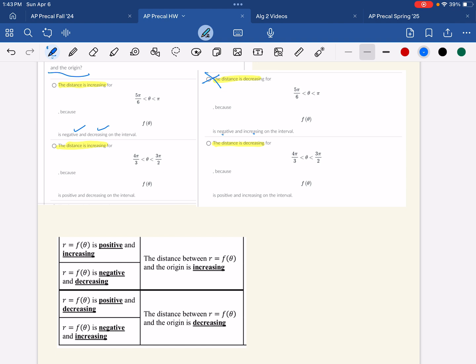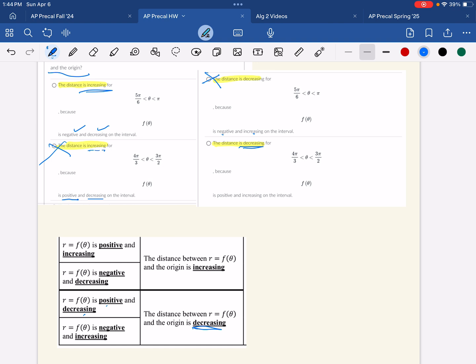It says the distance is increasing, and then this one gives because the function is positive and decreasing on that interval. So I'm going to cross this out. Positive and decreasing, we see here, means that the distance would be decreasing from the origin, the distance of the function. So I'm going to cross this one out, and now we're trying to determine either the distance is increasing or decreasing. Let's read the reason on the last one.